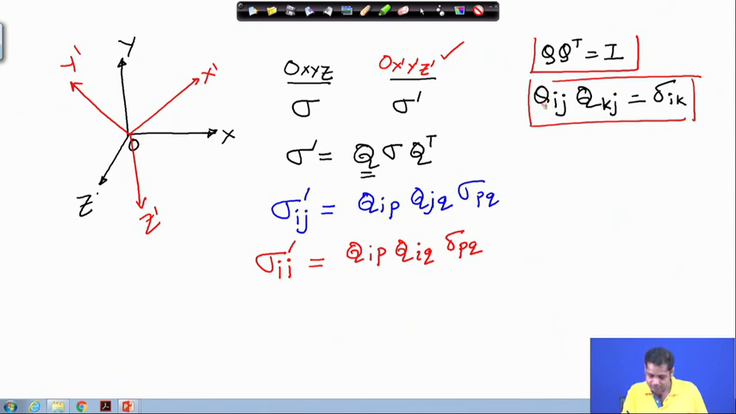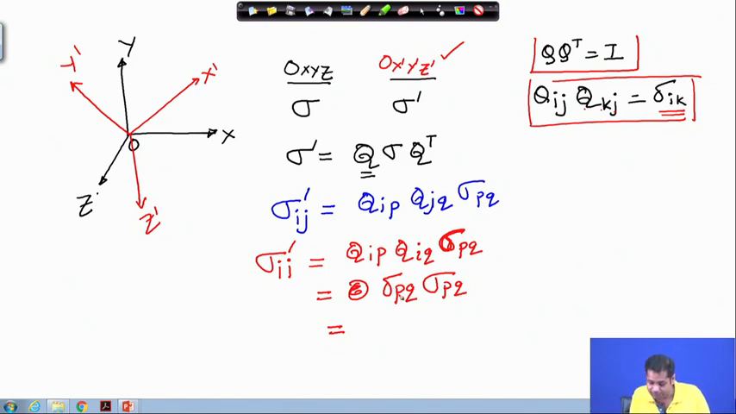Now, look at this property, this is the orthogonal property. If Q ij and Q kj, it becomes delta ik. So, Q ip and Q iq become delta pq, delta pq into sigma pq. Okay. Now, what is delta pq? Delta pq is the Kronecker delta. This is 1 when p is equal to q, and this is 0 when p is not equal to q. So, only if we take the non-zero terms, other terms will be 0.